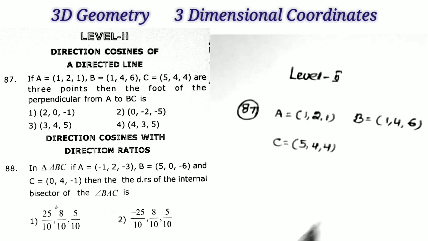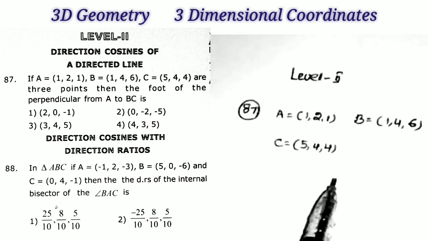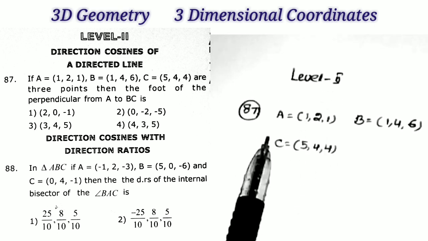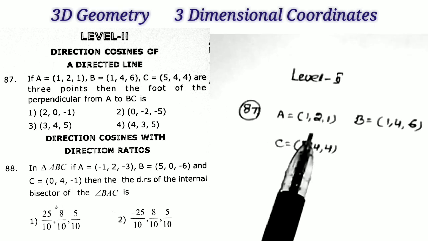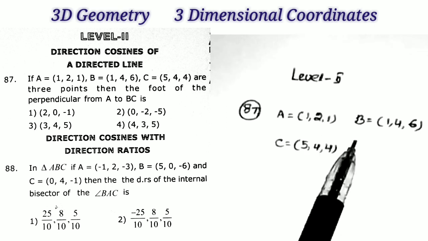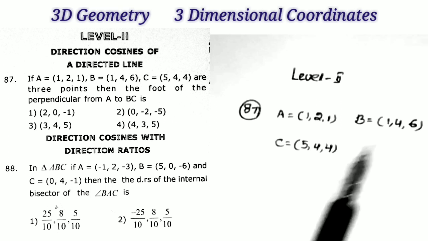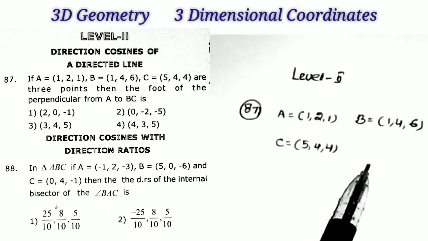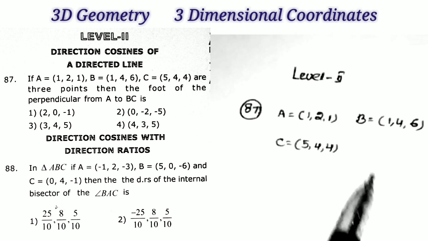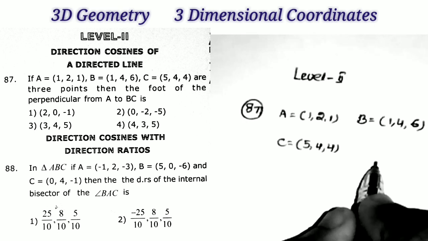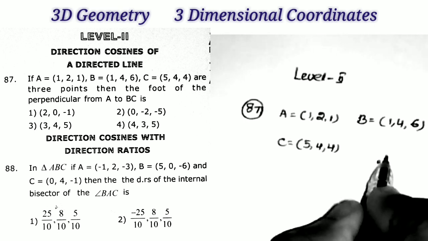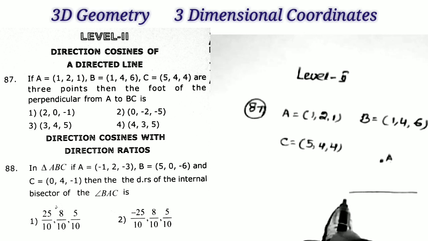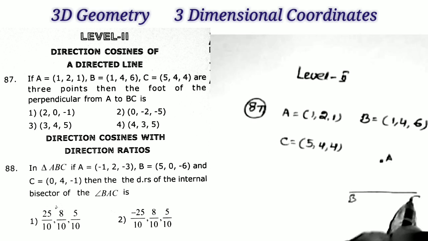Now here I am explaining level 2 sums from the topic DCs and DRs. This is sum number 87. The problem is, if A is equal to (1, 2, 1), B is equal to (1, 4, 6) and C is equal to (5, 4, 4) are 3 points, then the foot of the perpendicular from A to BC is equal to. So here the question is, we want the foot of the perpendicular from the point A to BC. This is the line BC, this is the point A.